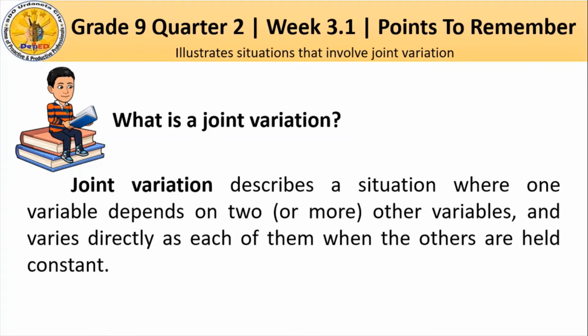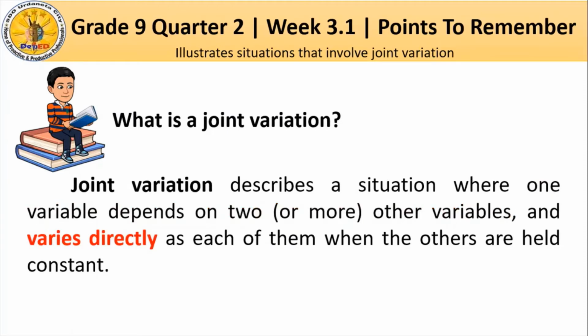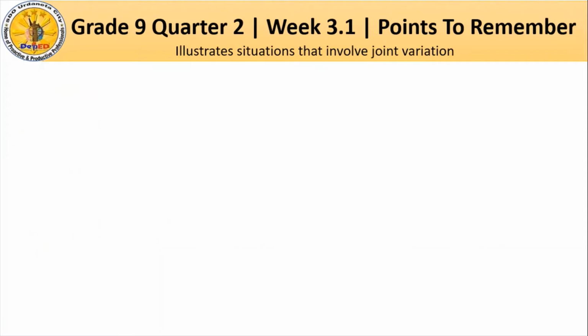Joint variation describes a situation where one variable depends on two or more other variables and varies directly as each of them when the others are held constant. For joint variation, we will encounter the phrase, if A varies jointly as B and C.